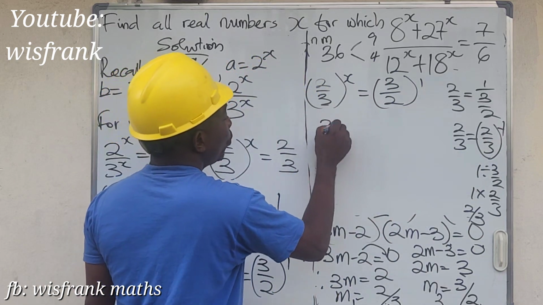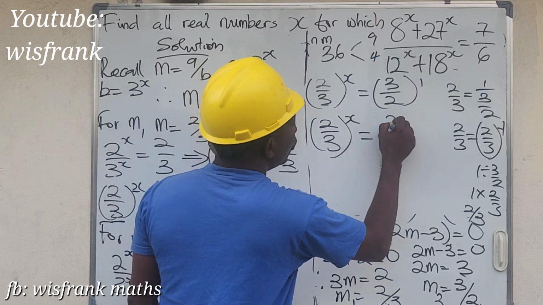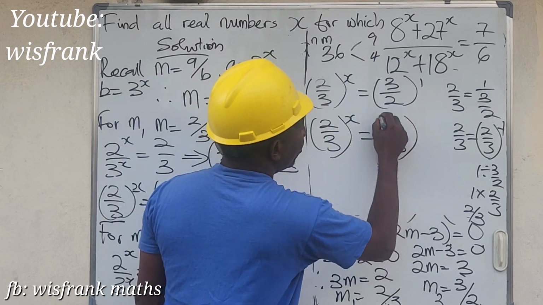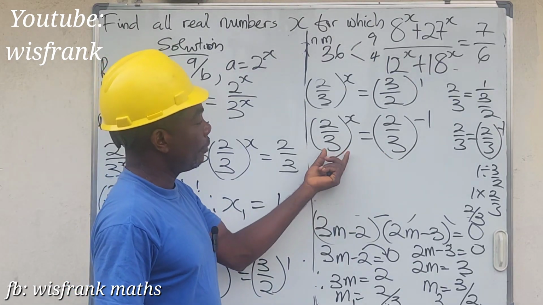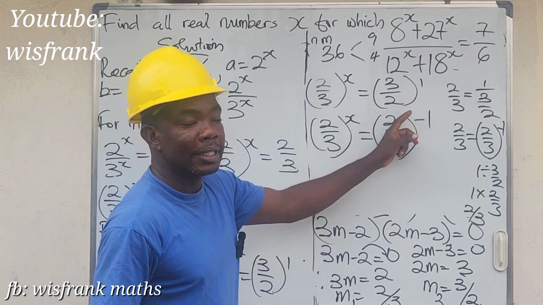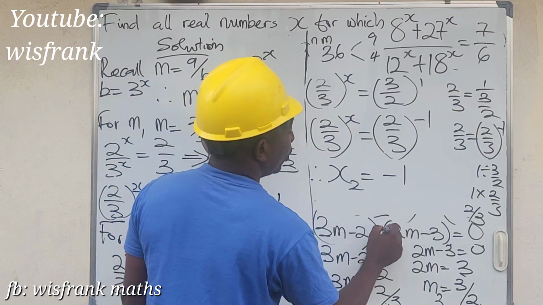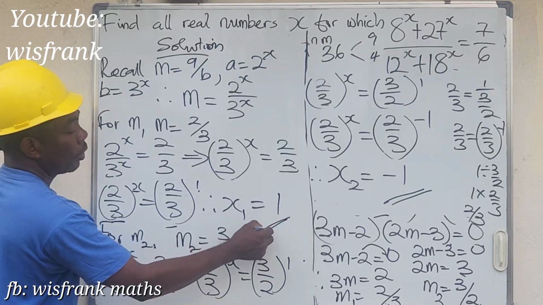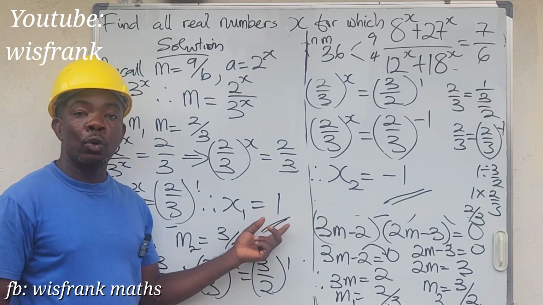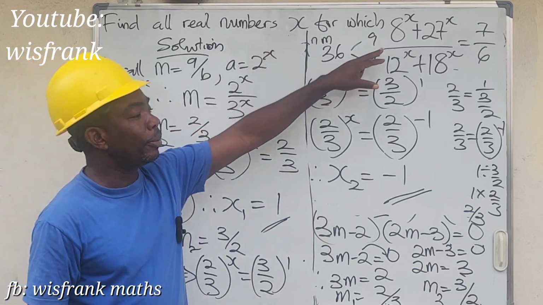So now, (2/3)^x is the same thing as (2/3)^(-1). Here we have the same base, so we can equate the powers. Therefore, our x2 equals minus 1. So this is the value of x2, and this is the value of x1, which is x equals 1 or minus 1, and it satisfies this expression.